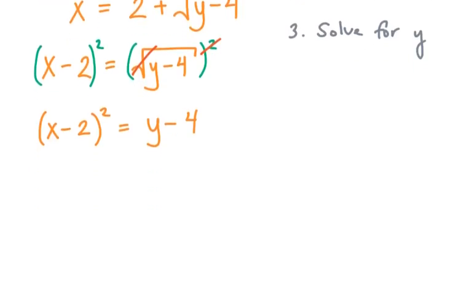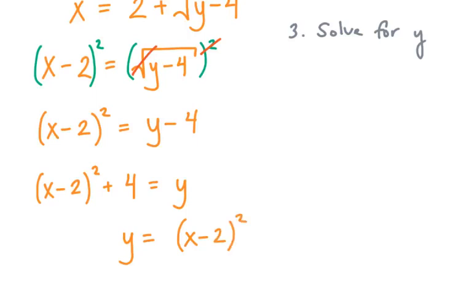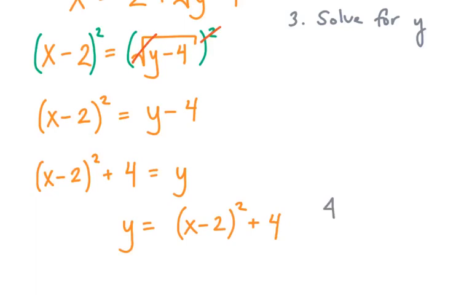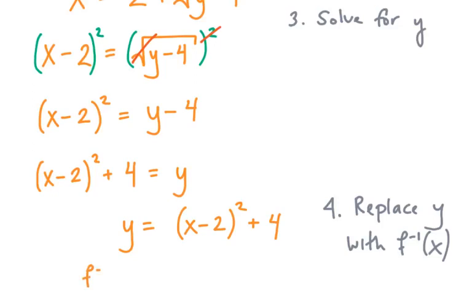And then getting y alone just involves moving 4 to the other side by adding it. I typically like to just flip-flop to get y on the left side of the equation. Feel free to do that too if that helps it look a little bit more normal. So now we're ready for our fourth and final step, which is just replace y with f inverse of x to get that good inverse notation. So in this example, f inverse of x will equal x minus 2 quantity squared plus 4.